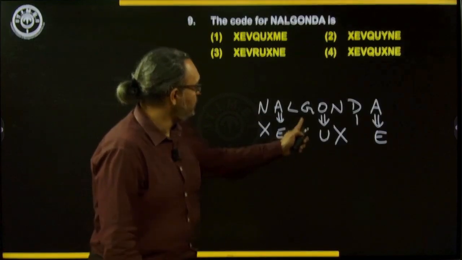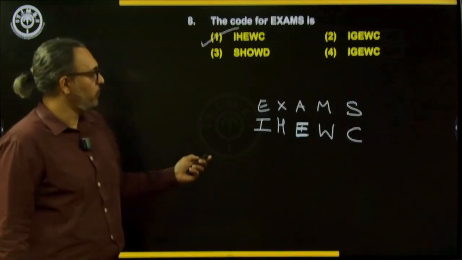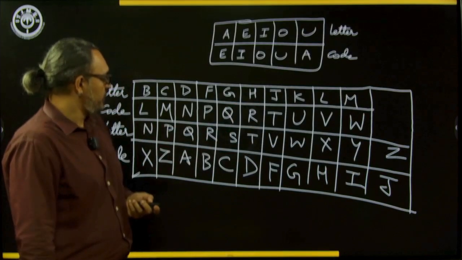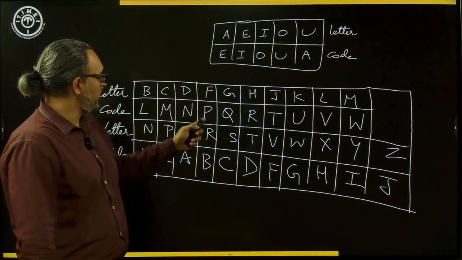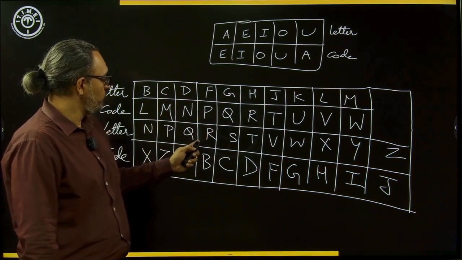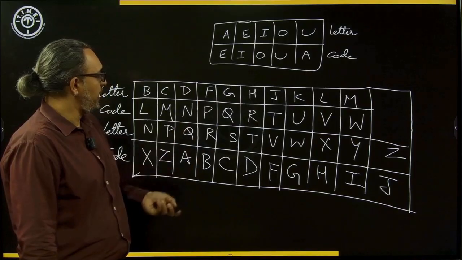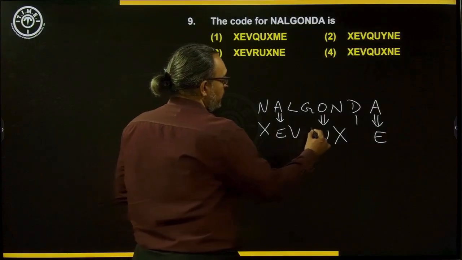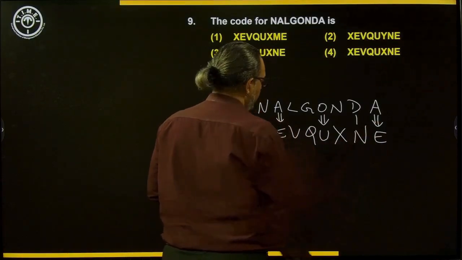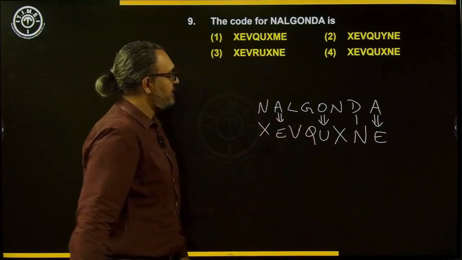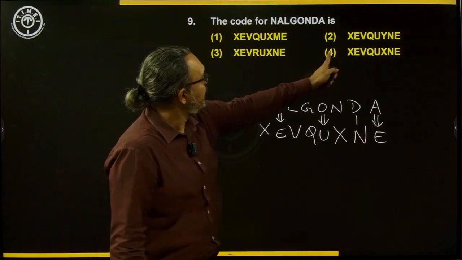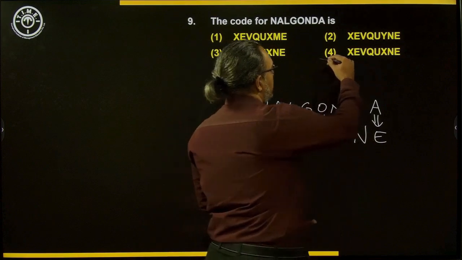Then for L, G and D, these are the remaining. Let's check that. L is V, G is Q, D is N. So LGD is V, Q and N. So XEUXVQUXNE. Yes, choice 4.